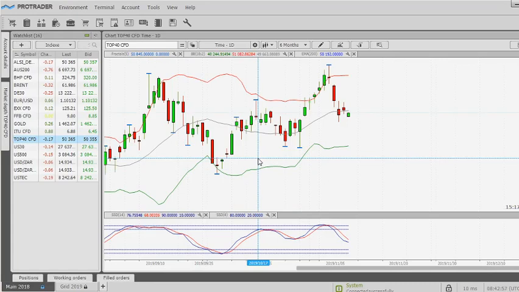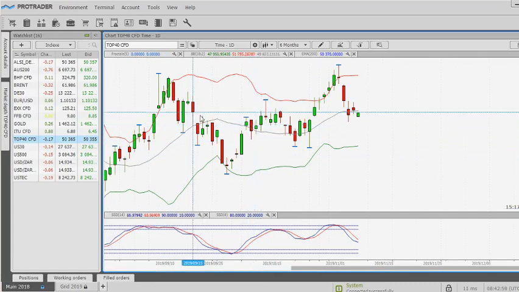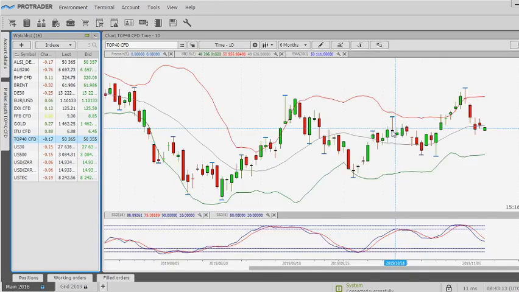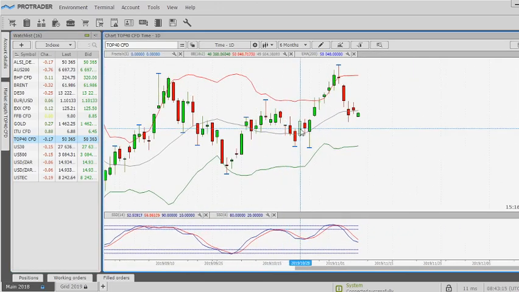So today I'm gonna start off talking about the top 40 CFD. The instrument that we use is basically just a CFD of the Aussie. So it's basically just the Aussie. So the top 40. Basically, we're gonna start off with the day chart here.